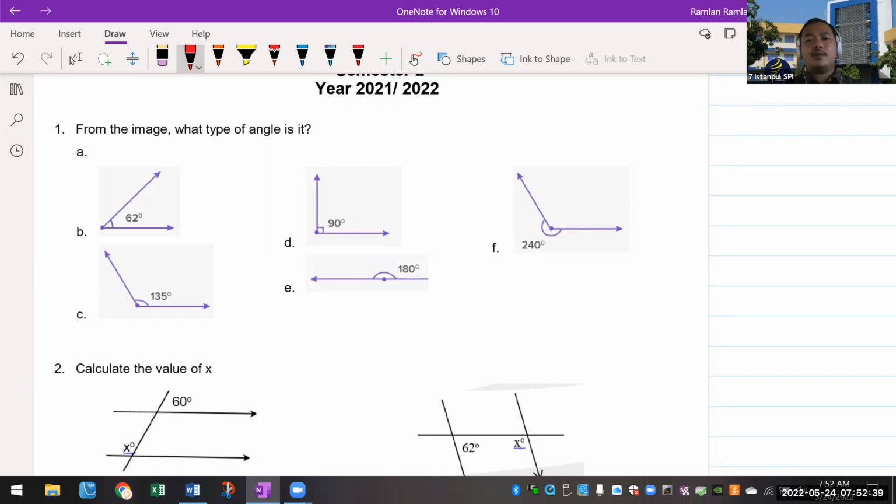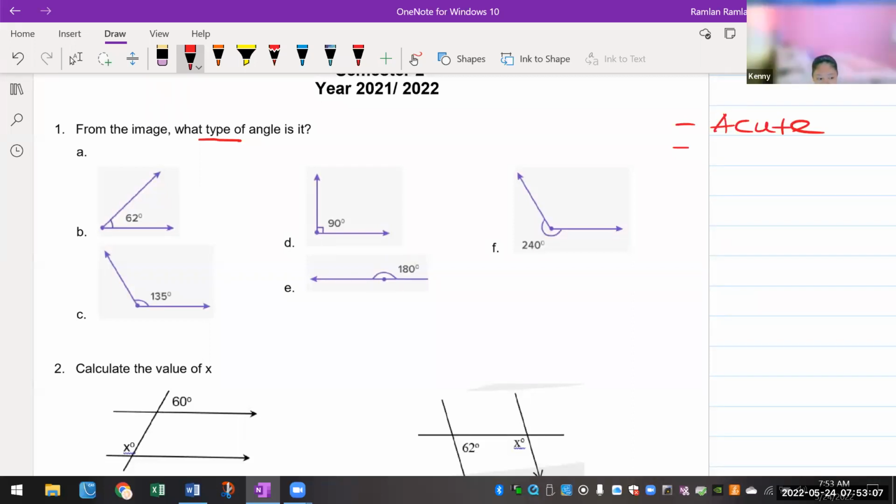The first one is the types of angles. As you have already learned, we have a couple of types of angles. Can you name them for me? What types of angles are there? I'll give you the first one: acute angle. What else? Kenny, acute, then what else?